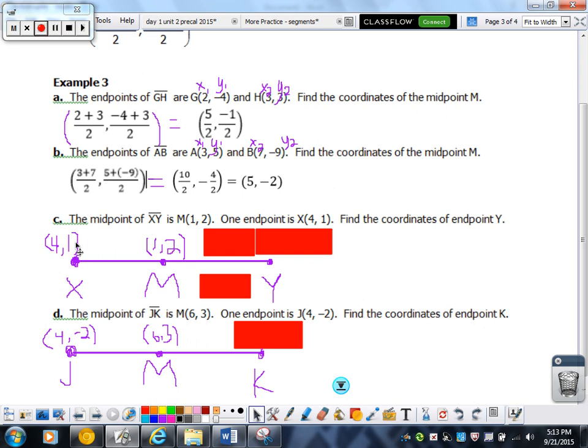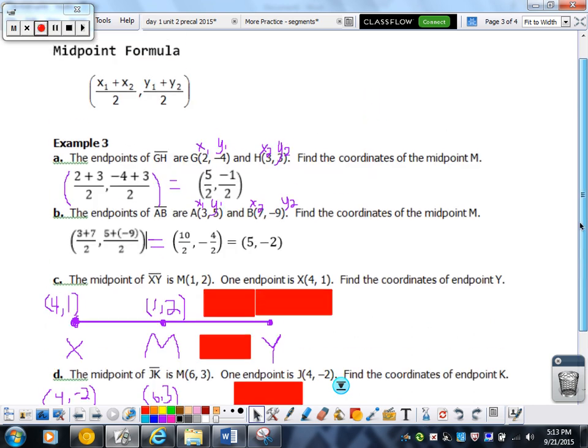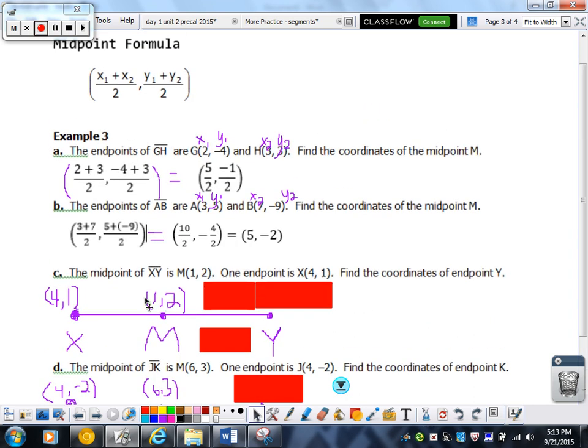Now, notice in example C, the information they've given you is a little different. They've given you that the midpoint of the segment XY is (1, 2), and one endpoint is the point (4, 1). We want to use this information to find the other endpoint Y. We don't plug both points into this formula because they've already given us the midpoint. We're no longer looking for the midpoint.